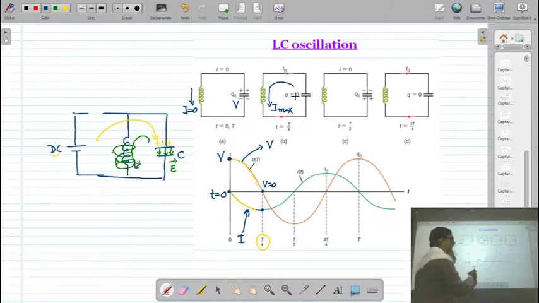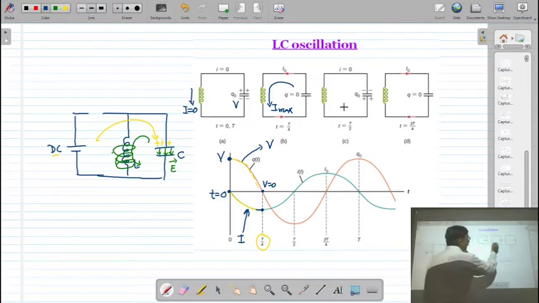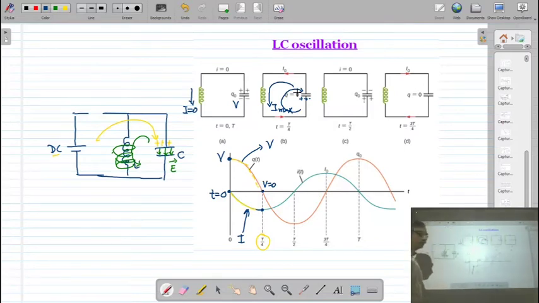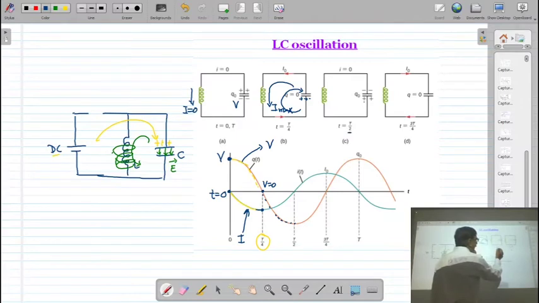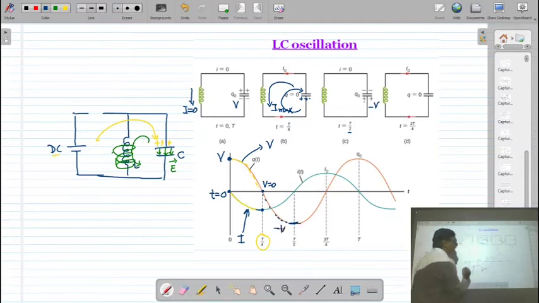Then after what will happen? The capacitor will be discharged in the opposite way. Here the positive charge is there, negative charge is there. So here what will happen? This capacitor, whatever the positive charge was here, now it is going to be discharged in the opposite direction. So the voltage across the capacitor is going to reverse. So here this voltage is now going to be negative. So at this time t is equal to T by 2, we have a minus V voltage.